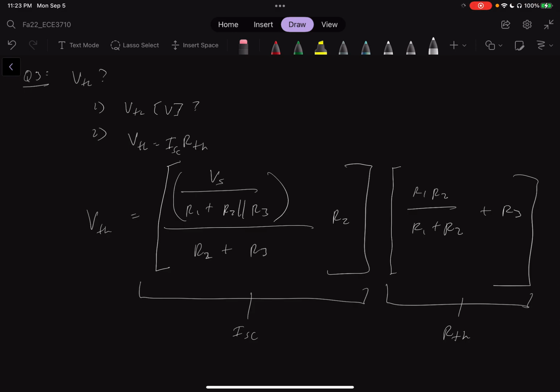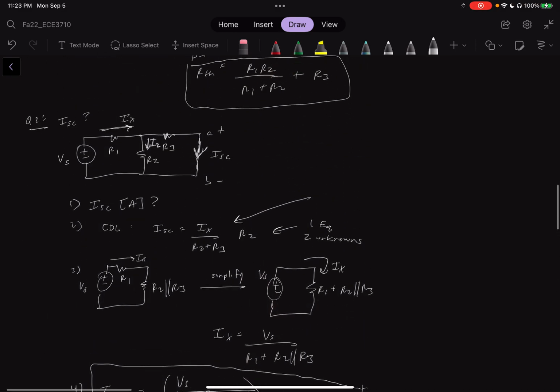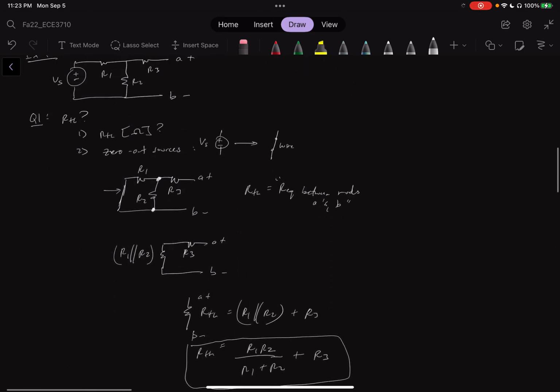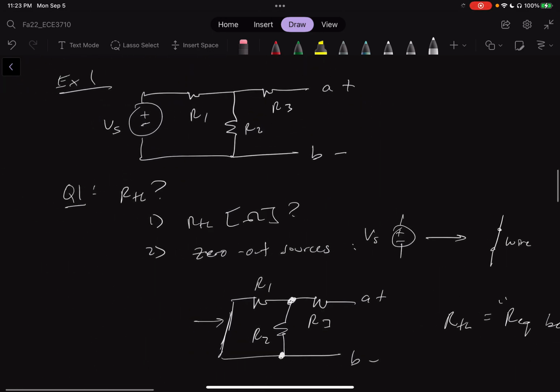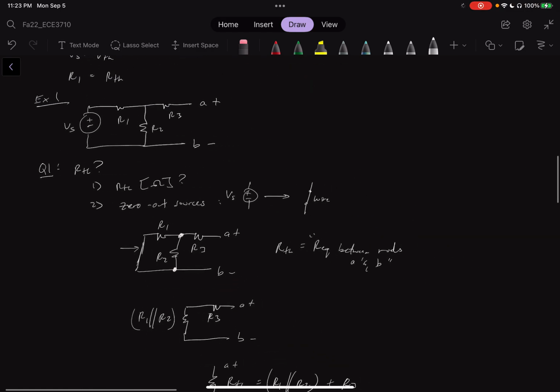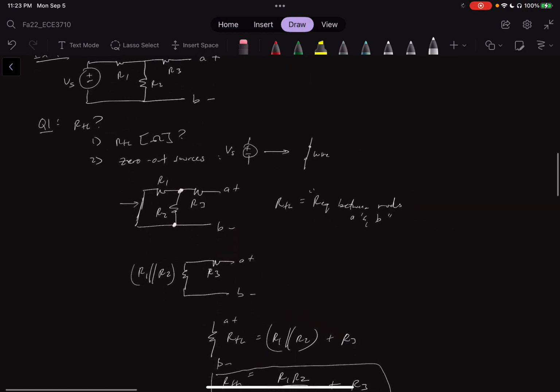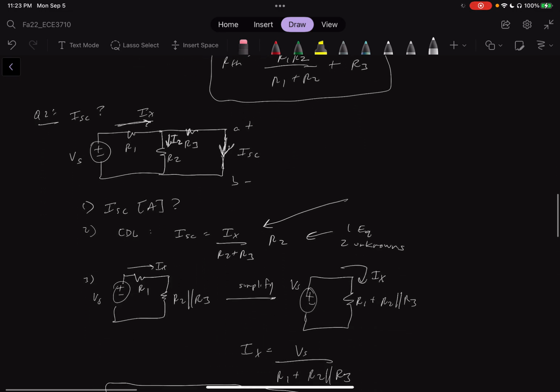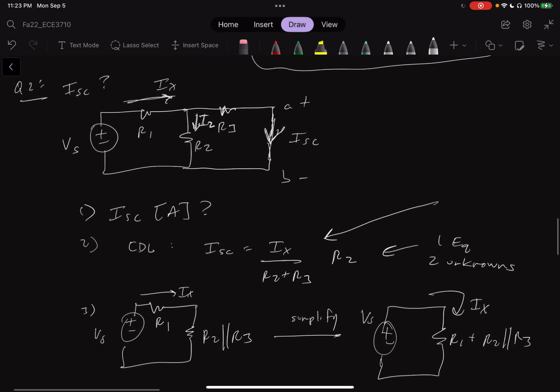And I think that's enough for me to explain that, again, we were given this circuit in the beginning. We were asked for R Thevenin. We zeroed out the sources, found the equivalent resistance between those A and B, called it R Thevenin. We did that. For ISC, we had to draw that short circuit current down from node A to node B. It's always down, by the way. It's always from node A to B.